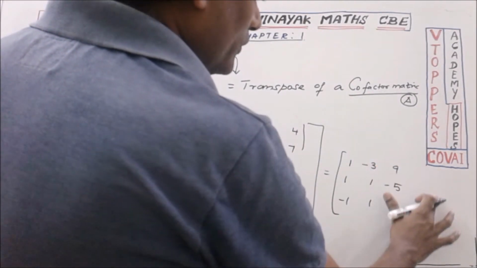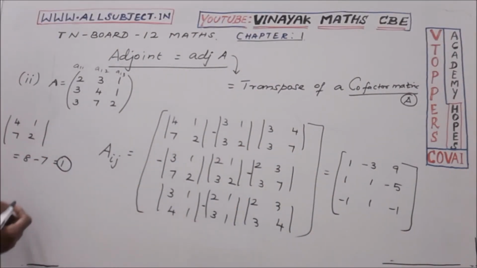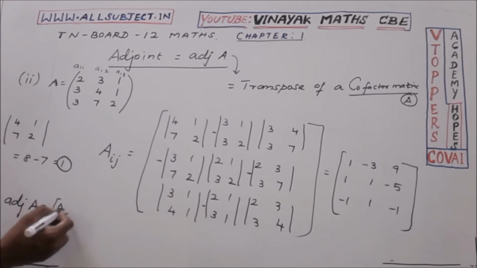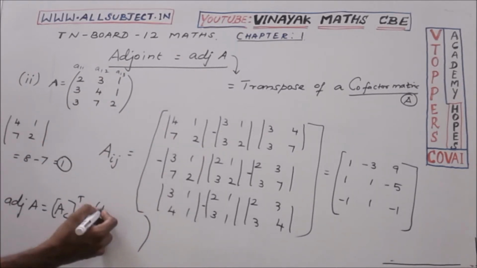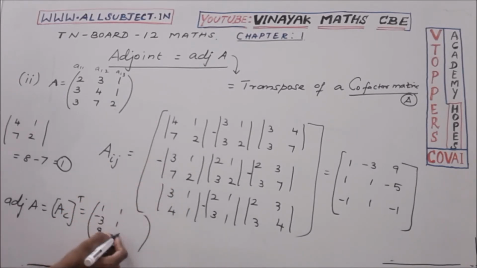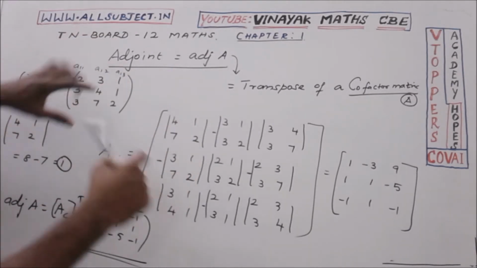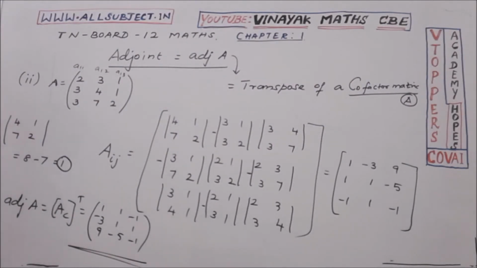So this matrix is known as the cofactor matrix. And then when we transpose it, we will get the adjoint matrix. So adjoint of A equal to transpose of cofactor matrix, that is equal to, I am writing here, transpose of 1 minus 3 9, then 1 1 minus 5, the last row minus 1 1 minus 1. This is known as the adjoint of the given matrix. So simple thing, we can go with this. First calculate the minor values and then form a matrix, then simplify it and transpose it.